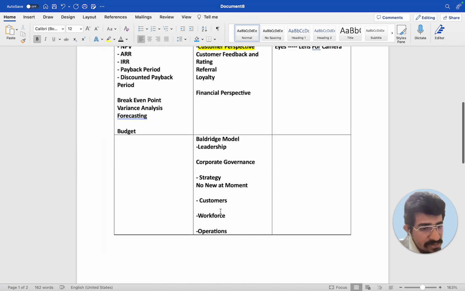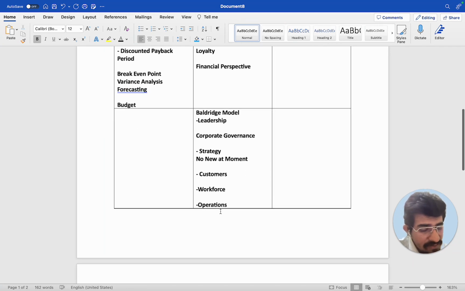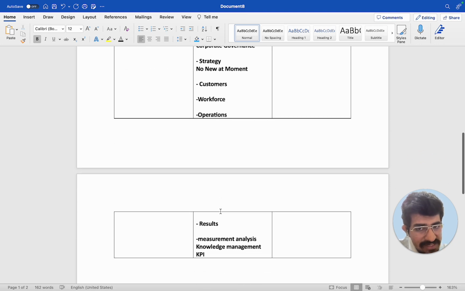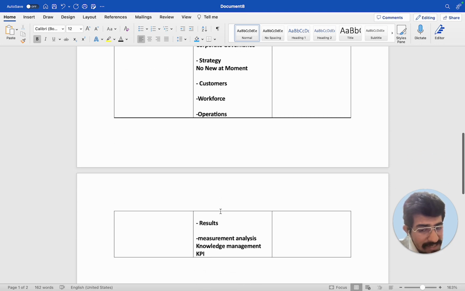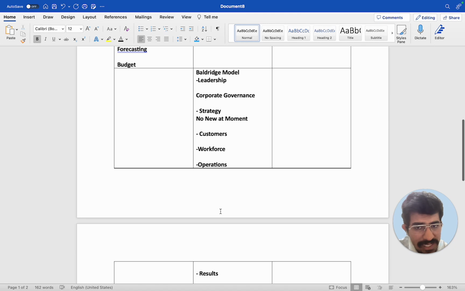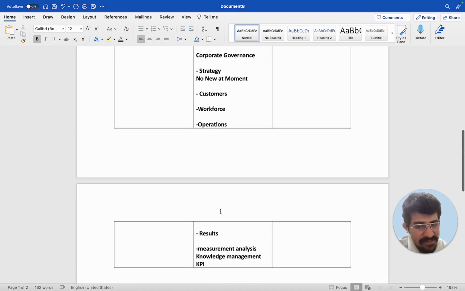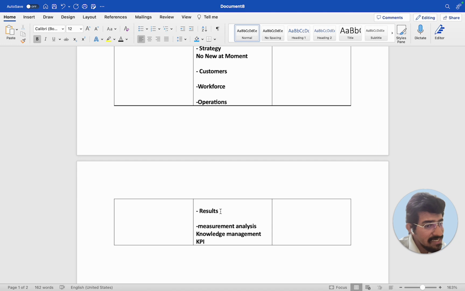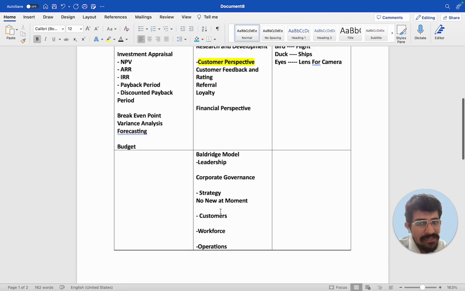Then customer perspective is important, workforce is important, operation functions are important, results are important, and measurement and analysis. Customer perspective is the same as the balanced scorecard. Workforce is like the employee perspective: are we giving them any training? Operations: day-to-day operations, what challenges we have, internal controls. The results are what they give in the examination. You have to use that and write the answer. And then the new developments.